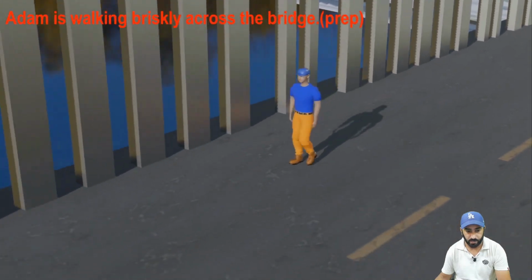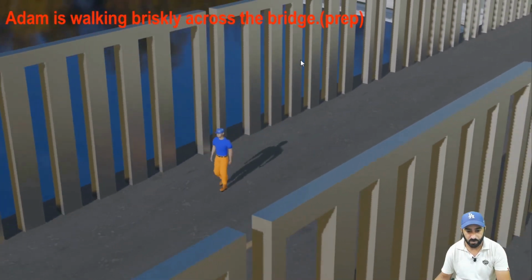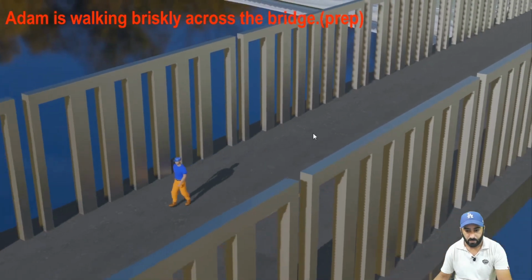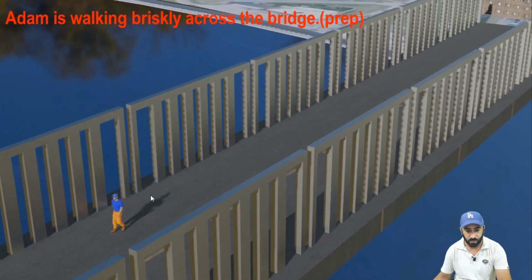As you can see on your displays, Adam is walking briskly across the bridge. So as you can see, Adam walk कर रहा है bridge की एक सिरे से दूसरे सिरे तक, means एक end से दूसरे end तक. It means we always use across when anything extends or anything moves from one side to another. So simply, Adam is crossing the bridge. Adam is walking from this point to this point. It means we can use across. Adam is walking briskly across the bridge.